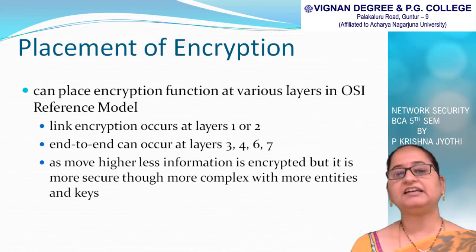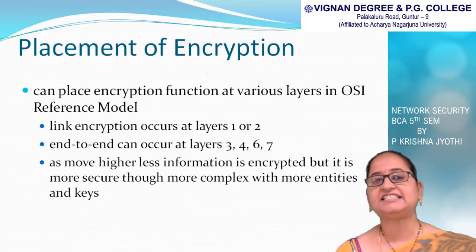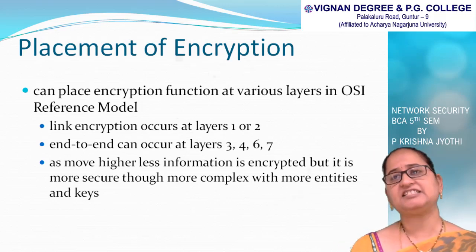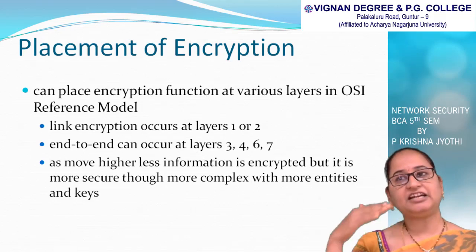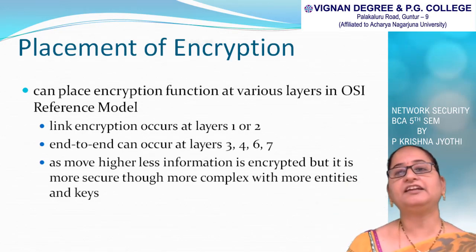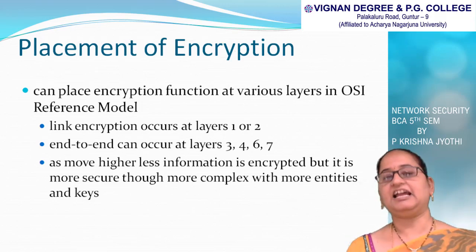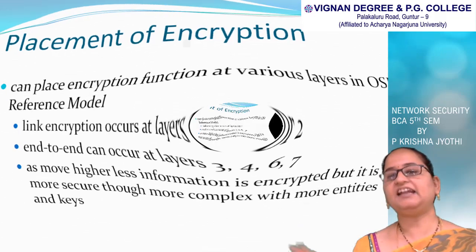As we move higher, less information is encrypted, but it is more secure, though more complex, with more entities and keys. Here, where we have to place these encryption functions, they consider an example. In the OSI reference model, the lower layers need more encryption than the higher layers as the data moves up. So link-to-link encryption is placed at the physical layer and data link layer, and end-to-end encryption is placed at layers 3, 4, 6 and 7.